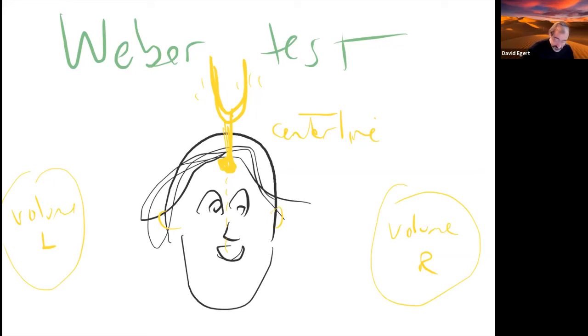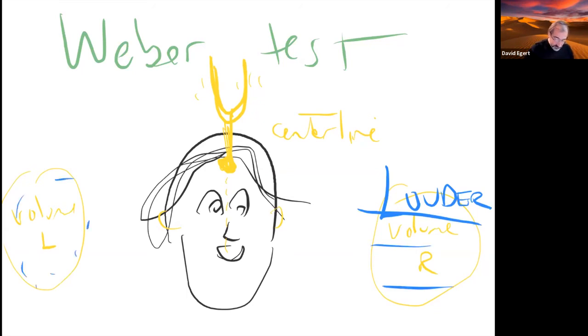What happens if it's louder? This is where it gets a little fascinating. Let's say it was louder on the right side than the left side. What would that mean? You have a loss of hearing in your left ear? So it could mean sensory neural deafness in the left, but it's kind of counterintuitive. It could also be conduction deafness on the ipsilateral side.